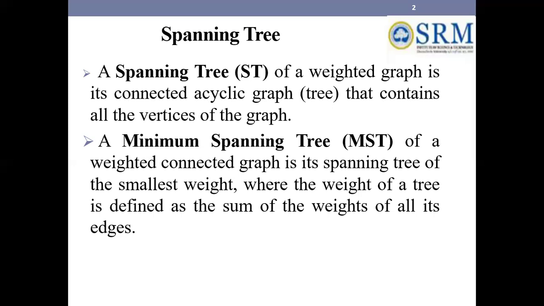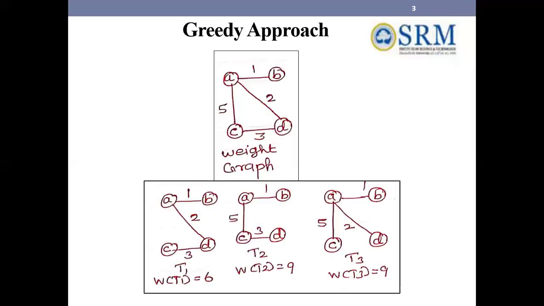So we are using a greedy approach to find the spanning tree for the given graph. The input is a weighted graph. It contains a loop. That is, ACD is a loop. Each edge is assigned a weight. For example, A to B is 1, A to C is 5, A to D is 2, C to D is 3.